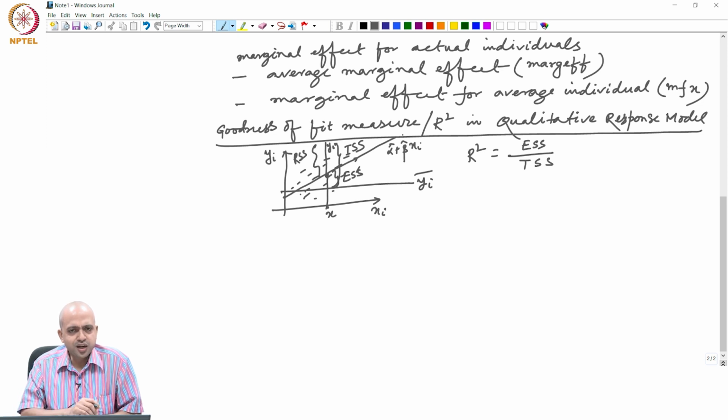But suppose we are in a context where this scatter plot itself does not exist, then what will you do? That means this regression line itself makes little sense. We cannot get this type of regression line, which we call the average representation of the scatter plot. Then how will you take ESS by TSS? It does not make any sense. And that is what is happening in the context of qualitative response model. How? Let us see here.